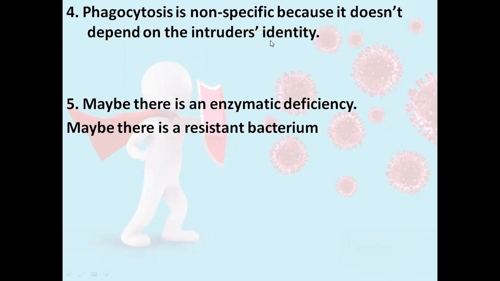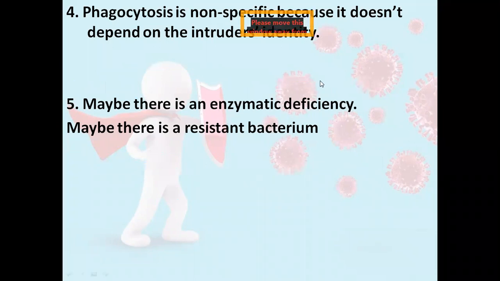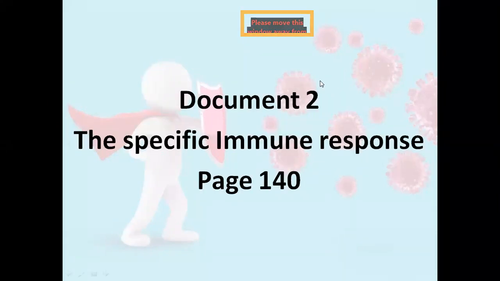Why are some bacteria resistant and persist during phagocytosis? Maybe we have an enzymatic deficiency, that's why the bacterium is not digested, or this bacterium is resistant. So mainly these are the proposed hypotheses to explain why the bacterium is resistant during the process of phagocytosis. Now, document 2, we're going to talk about the specific immune response.